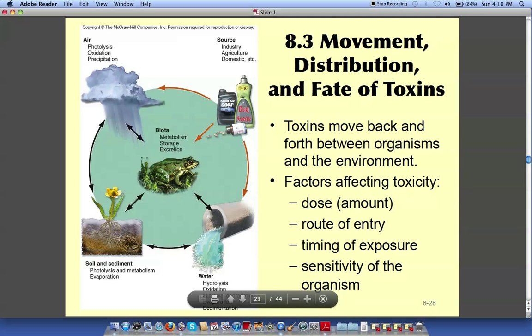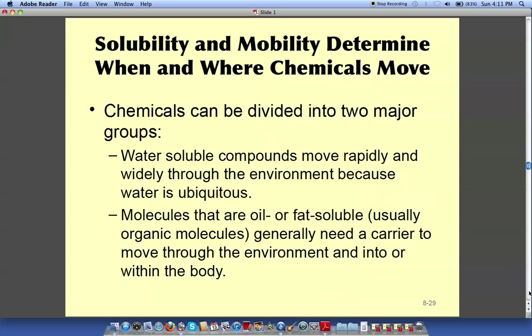And here's our indicator. Here's our indicator species. This frog will tell us literally, if we have a large frog kill, it probably is indicative of a chemical spill in that body of water. So it's very, very important that we take care of the chemicals that we are putting out into the environment.